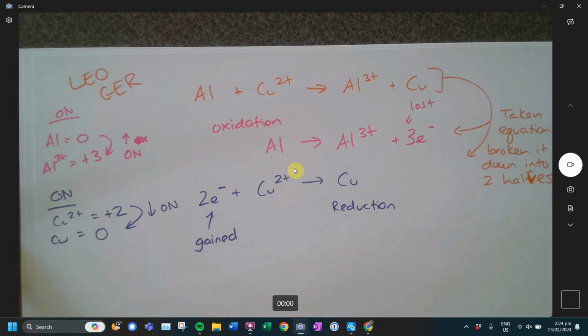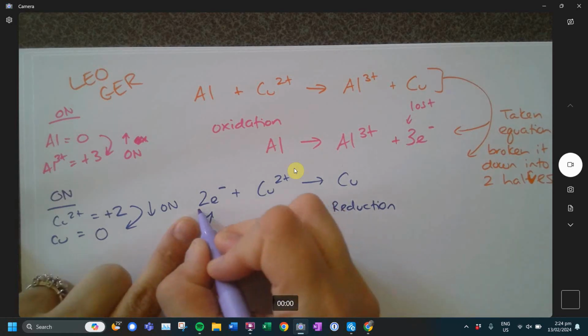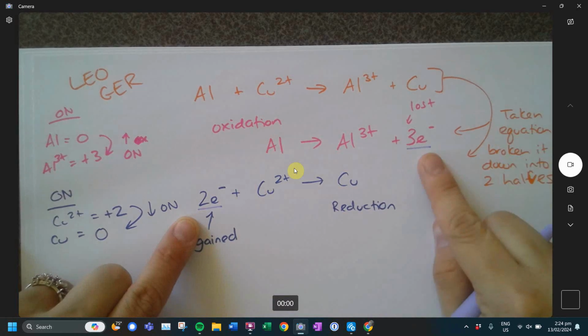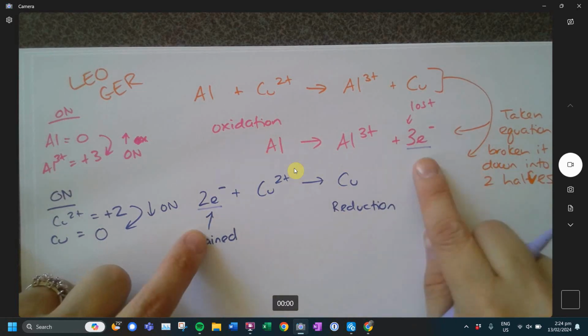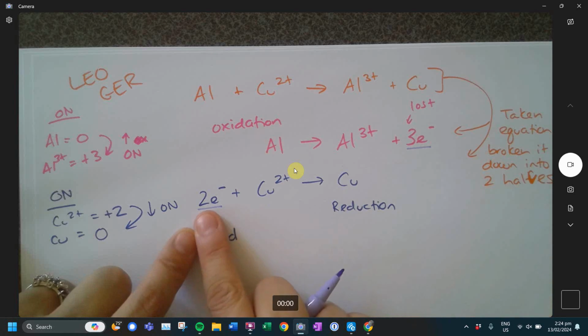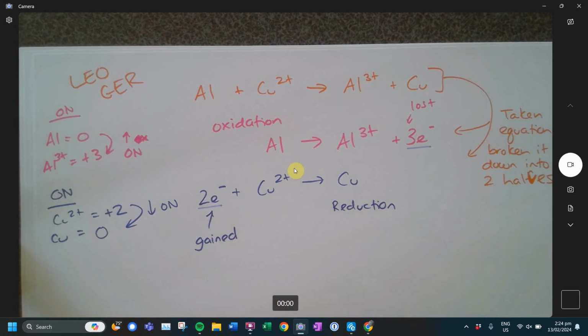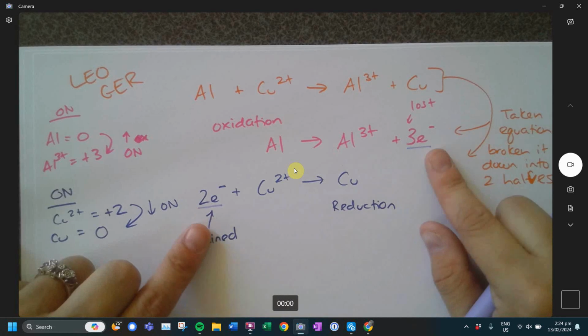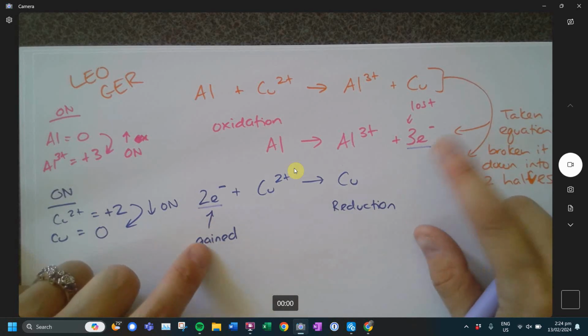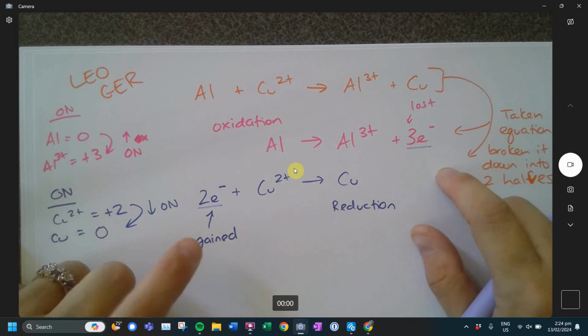And then getting towards the excellence requirement is putting these two half equations together. The way I do that is I check to see how many electrons I have on each equation. So in the oxidation, I have 3. In the reduction, I have 2. I can't put them together right now because these electron numbers do not match, so I need to find the smallest common number that they share. The smallest common number that they will share is 6.